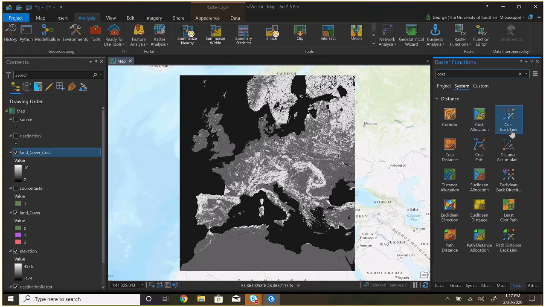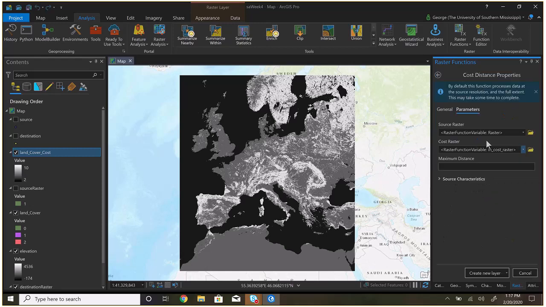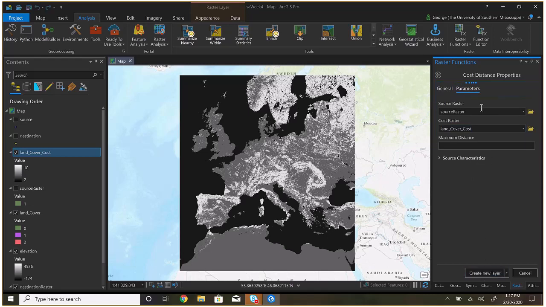So cost backlink and cost distance. Cost allocation, cost distance. There it is. So there is the source raster, and here is the land cover costs. I run that. I need to do the same thing to create the backlink. And this does take a few seconds to run on my computer. Probably take a little bit longer on those computers.